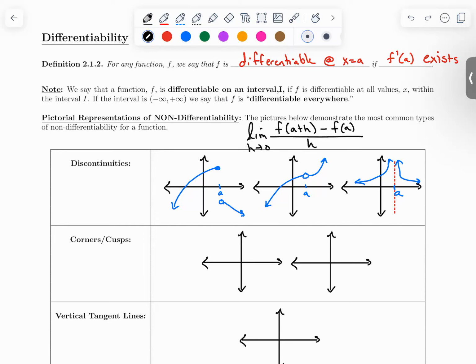The same is true even if you plug in a point. Yes, f of a would exist, but then you're trying to create a tangent line between a point that's above the curve, that's not actually on it, and you're not actually drawing a tangent line. Does that make sense? So that's why that type of discontinuity doesn't work.